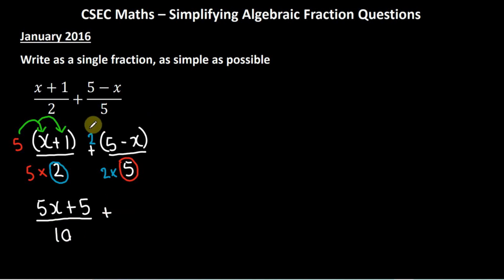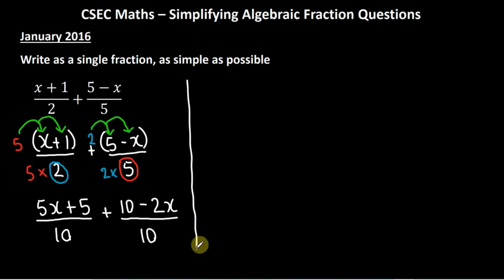plus, and again, I can use the distributive law here as well. So it's 2 times 5 and 2 times minus x. So it's 2 times 5, 10, minus, so I keep the minus sign there, 2 times x is 2x divided by 2 times 5 is 10, and I'll continue on this side.